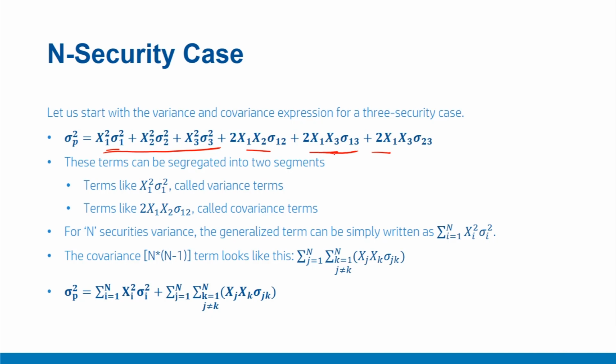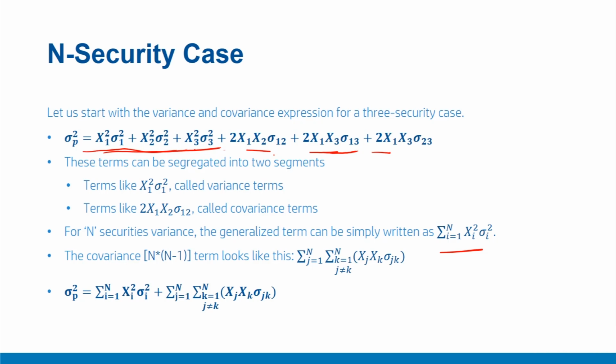Now for N security variance, the generalized term can be simply written as summation of xi square sigma i square, i equal to 1 to n. Let us confirm the correctness of this term by applying it for the 2 or 3 security case or even more. A 3 security case is already provided here, as we can see.